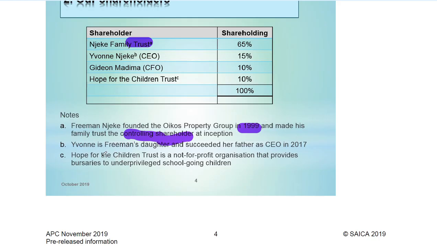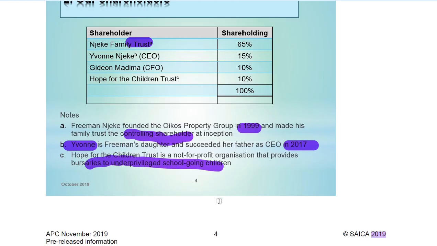Yvonne is Freeman's daughter and succeeded the father in 2017. So Yvonne just joined the company. So Yvonne joined the company when you're looking at it from a 2019 point of view, because remember, this is a 2019 paper. Yvonne has recently joined the company as the CEO. Hope for Children Trust is a non-profit organization that provides bursaries to underprivileged school-going children. So this is a trust, and the main purpose of the trust is to provide bursaries to underprivileged school-going children.